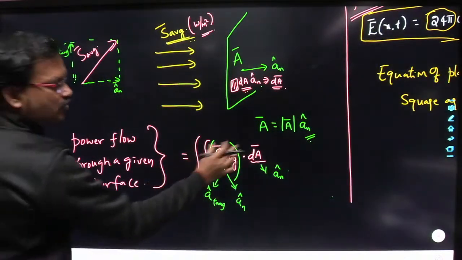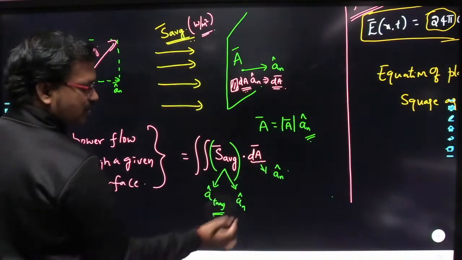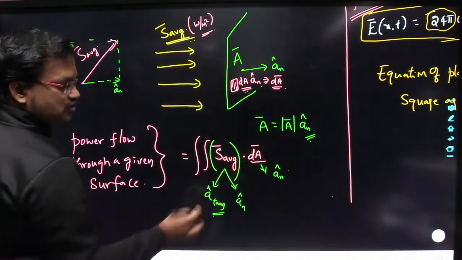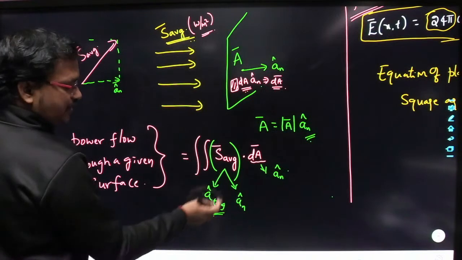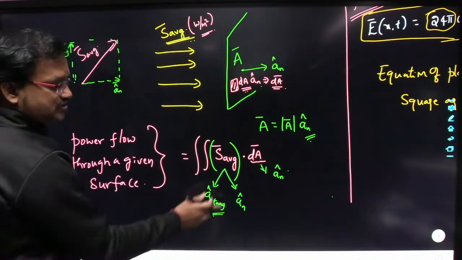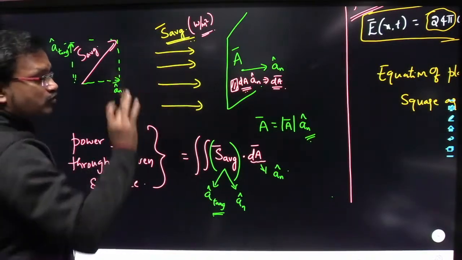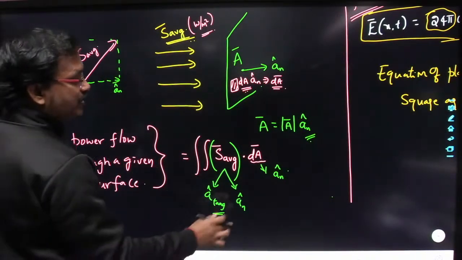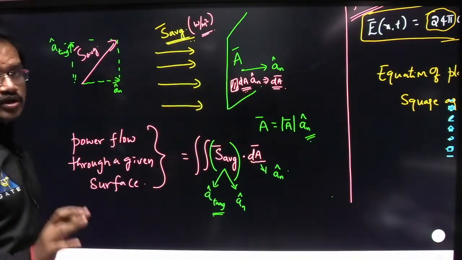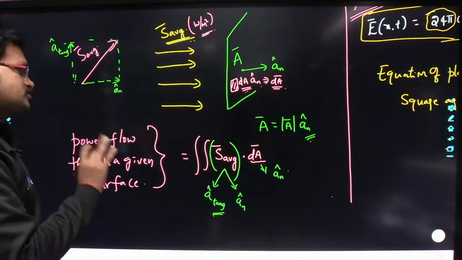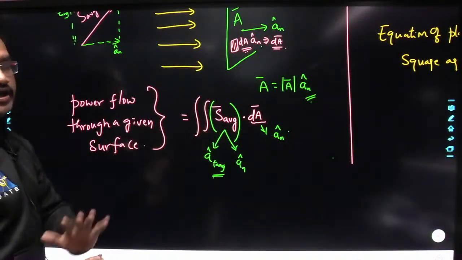Whenever you do the dot product, what are you going to get? Here the tangential component, and here the normal component. If you do the dot product between these two, you get 0. So the components that are parallel to the surface are not going to contribute to the power flow through the surface. Only the components normal to the surface contribute to the power flow. So in general, if you want to determine the power flow through a given surface, this is the expression.